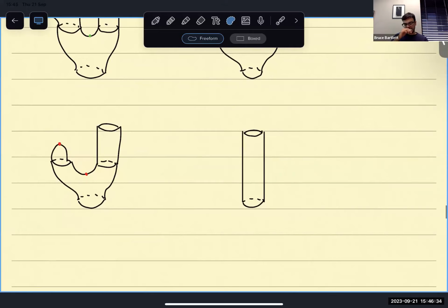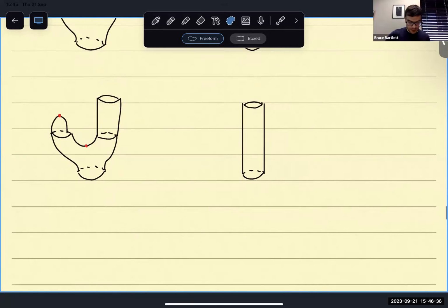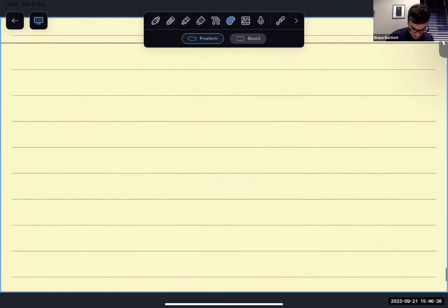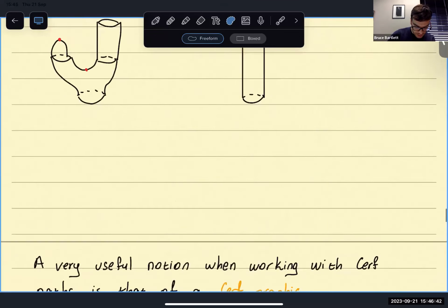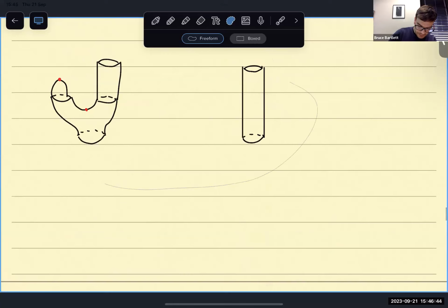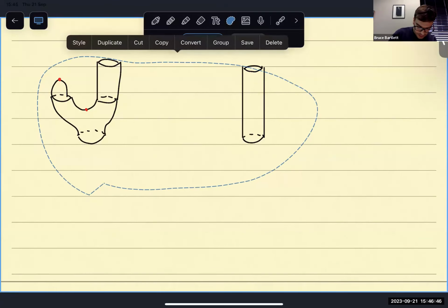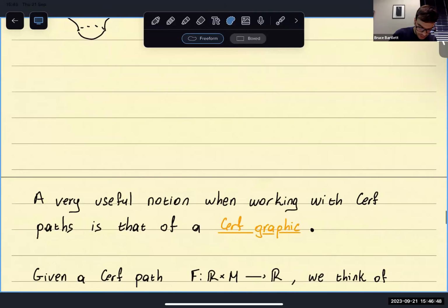Let me see how much space I have here. Oh, I actually gave myself space. That's good. Copy paste.